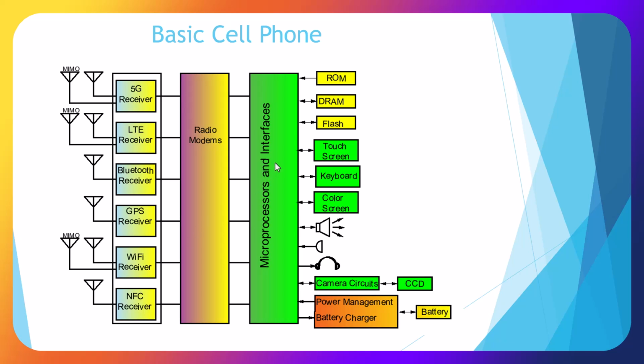Here we have our microprocessor interfaces. So we have ROM, RAM, flash, a touch screen, keyboard, color screen, speaker, microphone, headphones, camera circuits, and our CCD camera, and power management and a battery charger, and at least a battery.